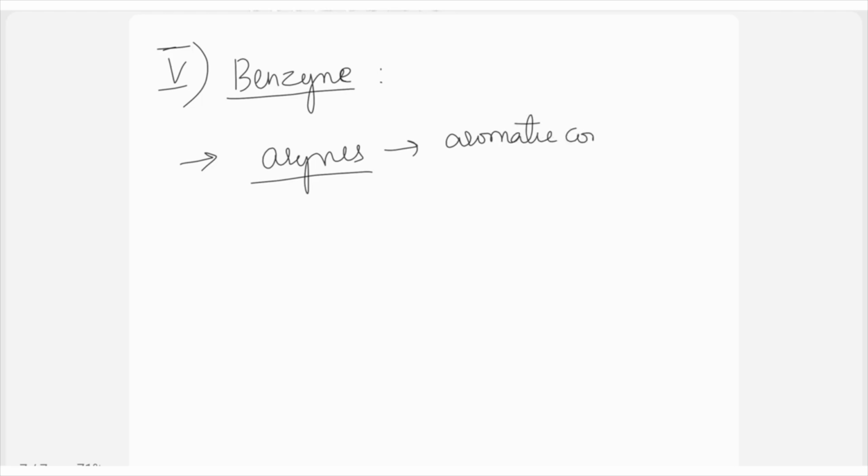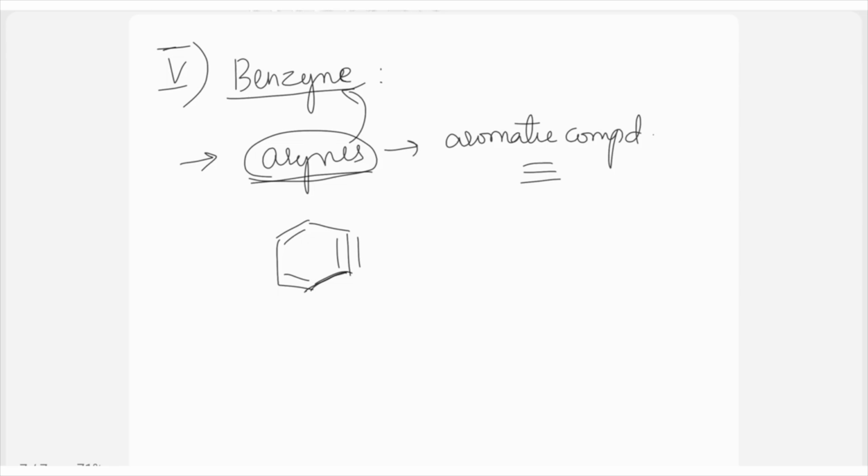Aryne is an aromatic compound that has a triple bond. We have already seen what an aromatic compound is: it should be cyclic with pi electrons. In a cyclic ring with pi electrons, generally we observe only double bonds. But in the case of benzyne, there is a triple bond. Such compounds are considered to be arynes, and the best example of an aryne is benzyne.